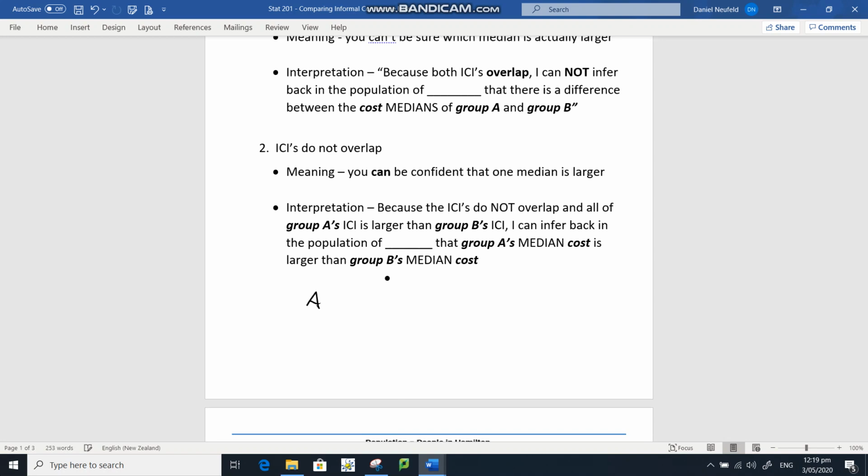Again, if I have group A, which I'm saying goes from here to here, and group B is somewhere between here to here, again, it doesn't matter where the median is on this range. For A, it's always going to be less than any one for B. So A is always going to be smaller than B, median-wise. So we can actually make this inference.